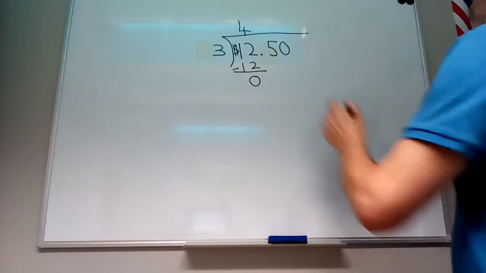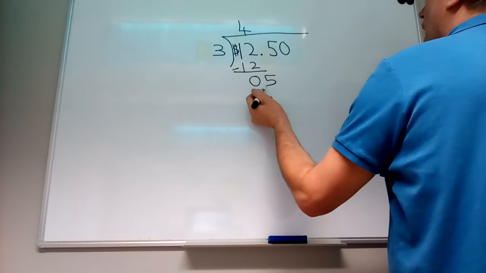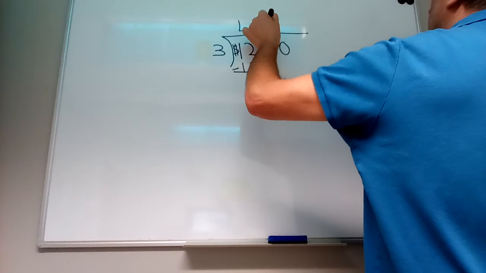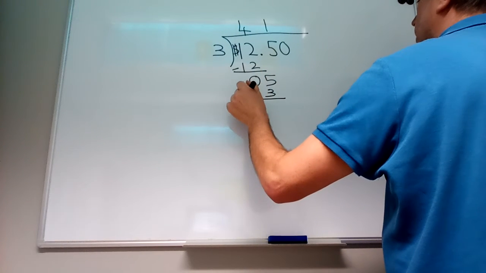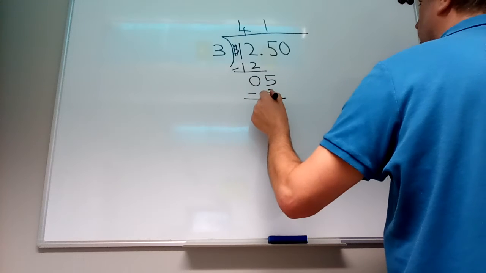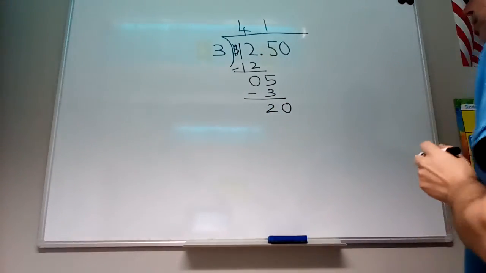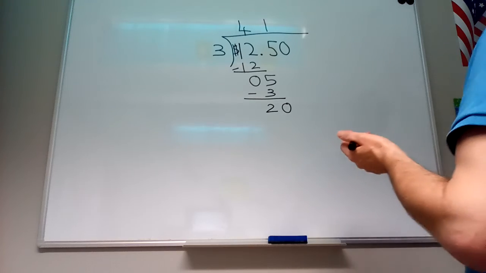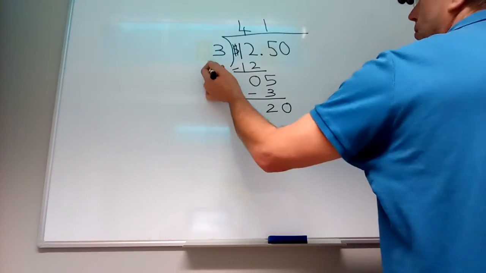Okay, so we're going to bring down our 5. 3 will go into 5 how many times? Once. 1 times 3 is 3. We're going to subtract. We've got 2. We're going to bring down our 0. Now, 3 will go into 20 how many times? Well, 6 times will be 18. 6 times 3 is 18.